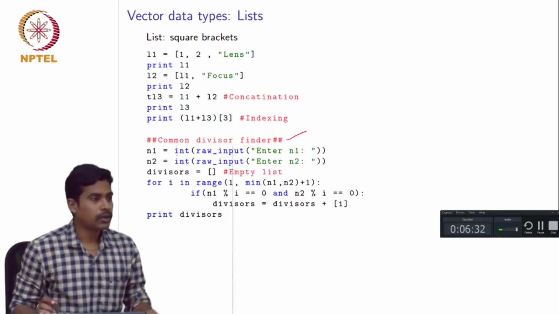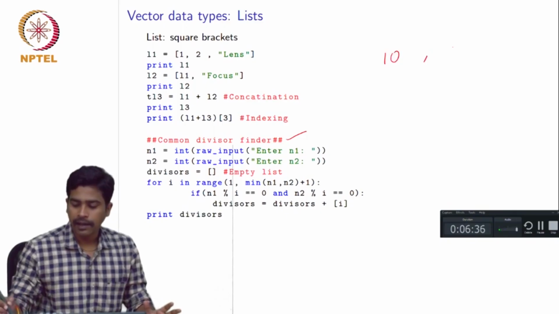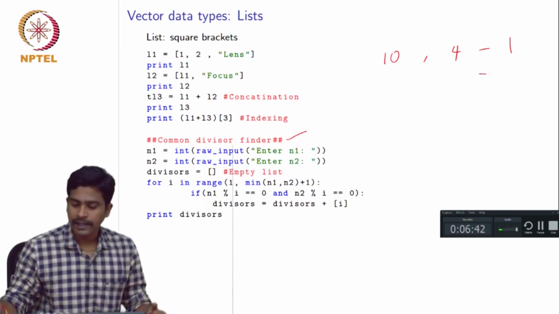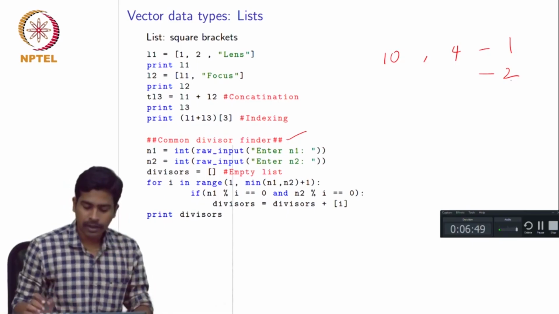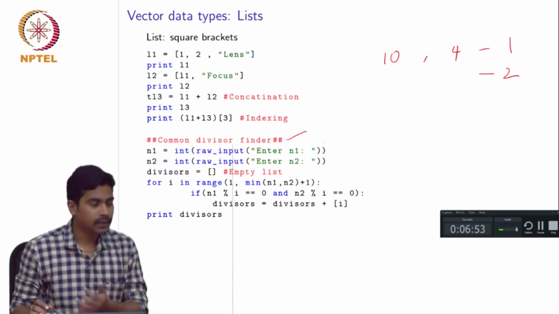Okay, so you all know what is a common divisor. For example, if you have numbers 10 and 4, so what are the common divisors? One is a common divisor for any two numbers, and the second one is 2. I think that's all. So 1 and 2 are the common divisors for the given two integers. So now let's try to see what this program here is doing.